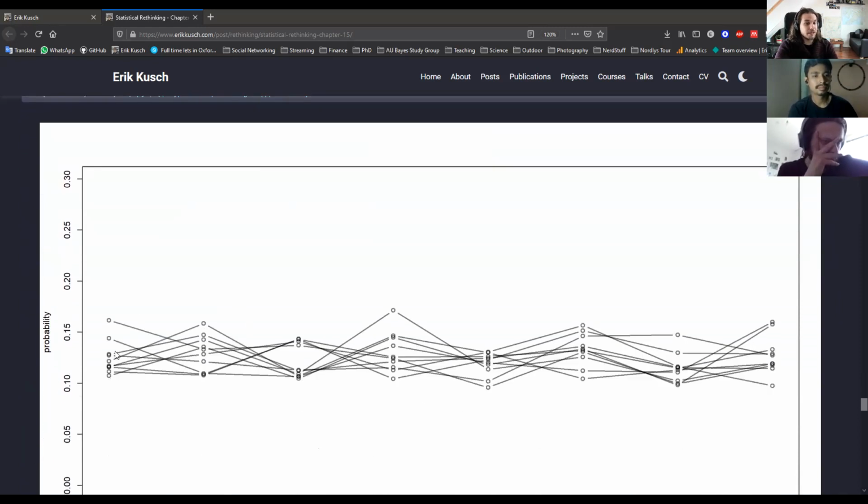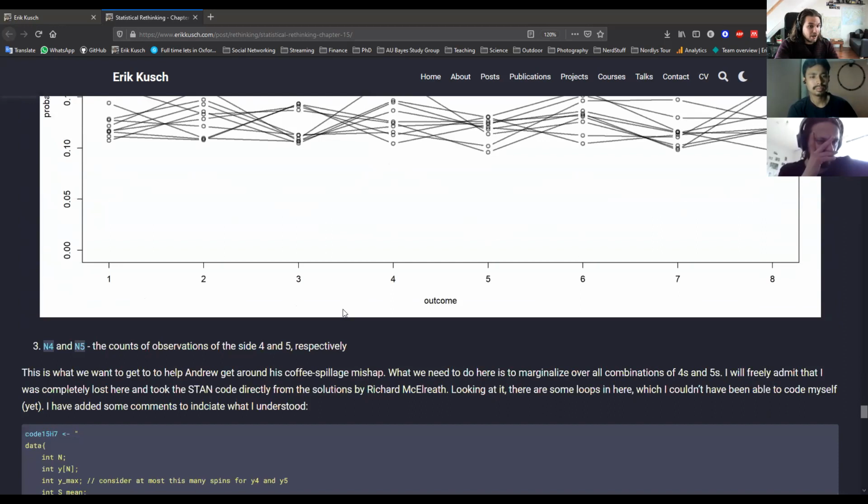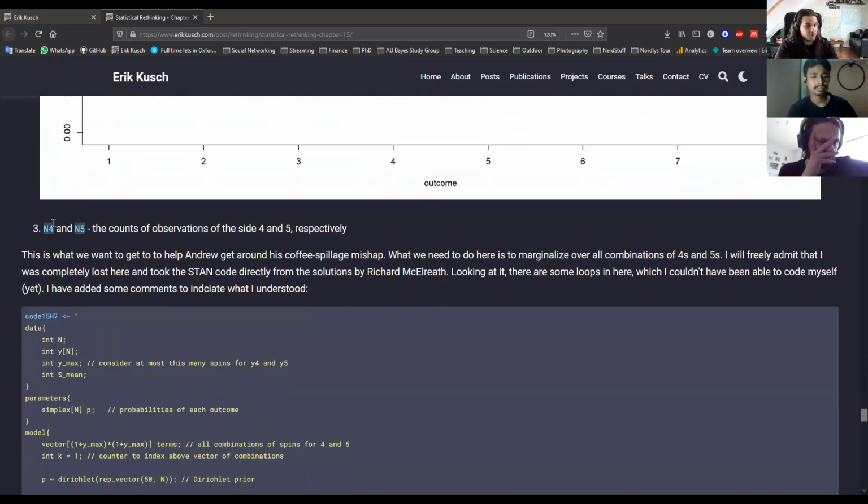So this is the prior that we end up with, the Dirichlet prior. Now we don't know the counts of spins that resulted in 4 and spins that resulted in 5, and that's exactly what we want. We want to know the most probable combination of these two numbers, given everything that we outlined so far.